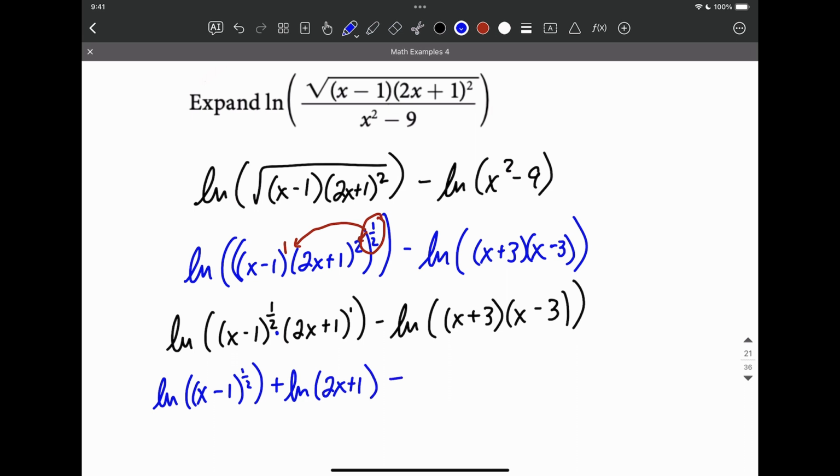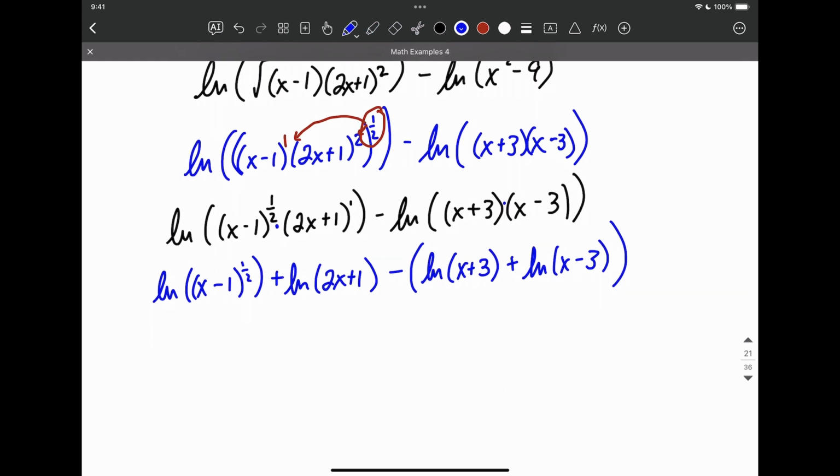We also have a multiplication going on inside this second natural log, x plus 3, x minus 3. So I'm going to put big parentheses on the outside here. I'm going to use my natural log here. I'm going to go x plus 3 plus natural log of x minus 3. Close that big set of parentheses up.